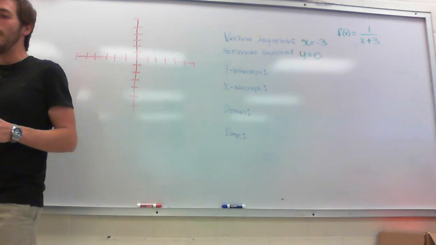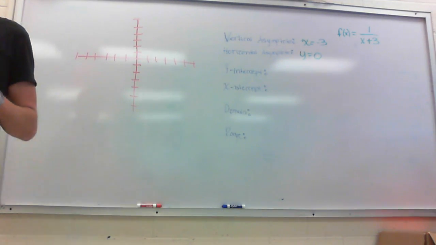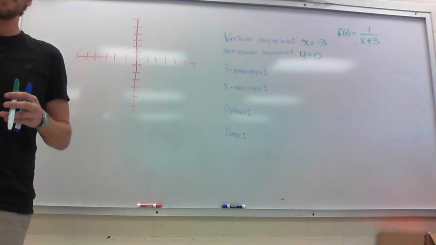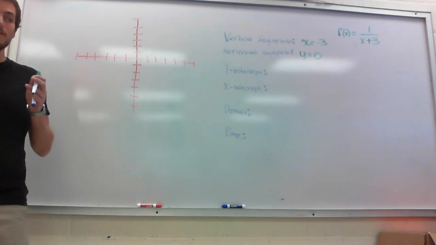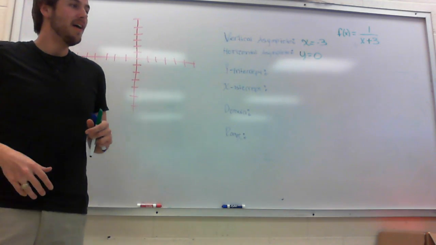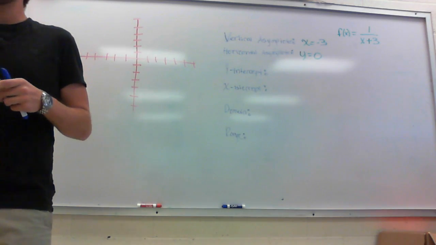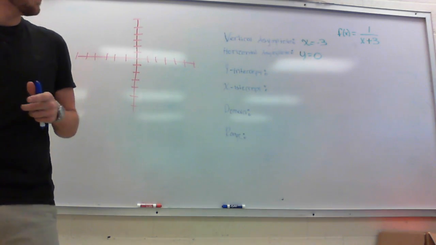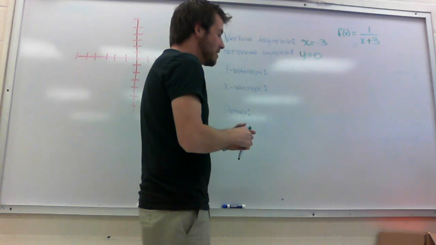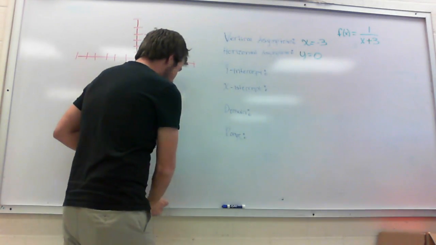Next, we need our y-intercept. What the y-intercept is going to allow us to do is be able to graph an actual point on the graph, which will tell us kind of where some of our curvature is happening. Our y-intercept is found by just solving for f of 0. And so over here, I'll go ahead and solve for f of 0.